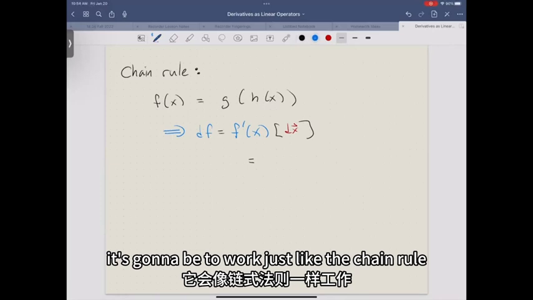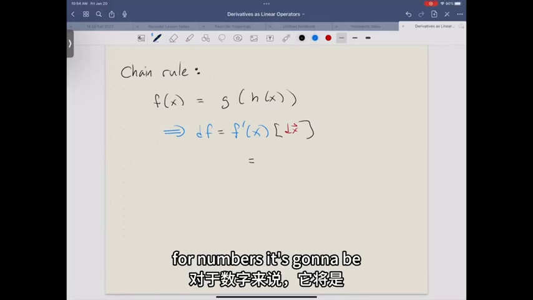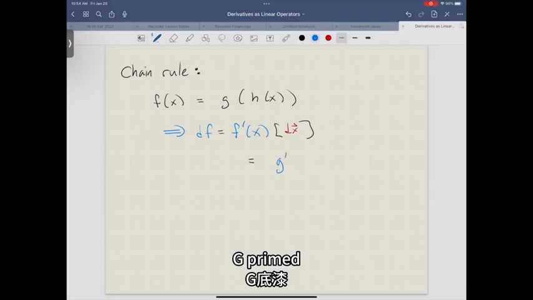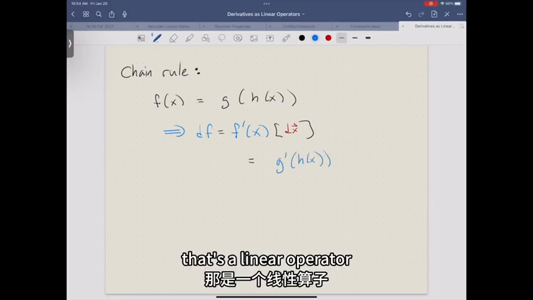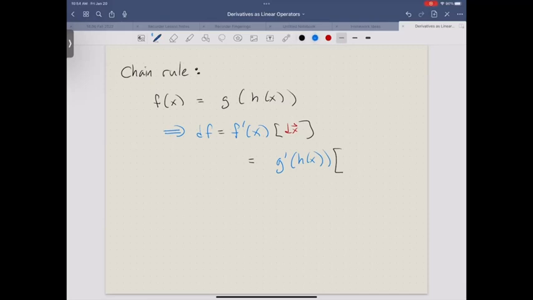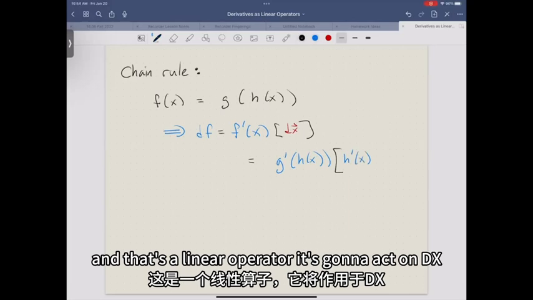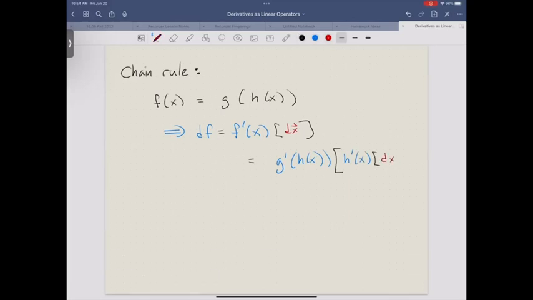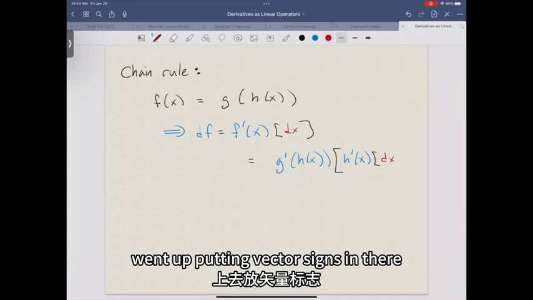Okay. And what do you do? It's going to work just like the chain rule for numbers. It's going to be g prime of h of x. That's a linear operator, and that's going to act on h prime of x. And that's a linear operator. It's going to act on dx. I guess we're not putting vector signs in there.